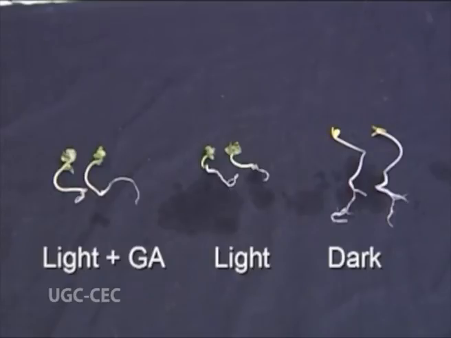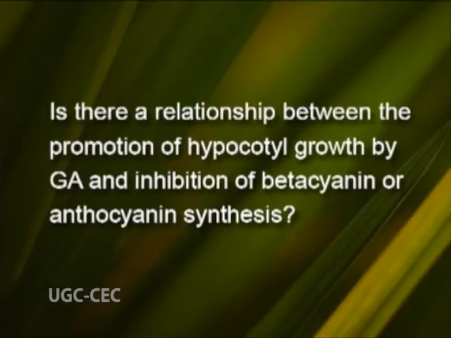Treatment of light grown seedlings with GA not only promotes the growth of the hypocotyl, but also inhibits the synthesis of anthocyanin or betacyanin. This inhibition of the synthesis of pigments also shows a concentration response. Is there a relationship between the promotion of hypocotyl growth by GA and inhibition of betacyanin or anthocyanin synthesis?